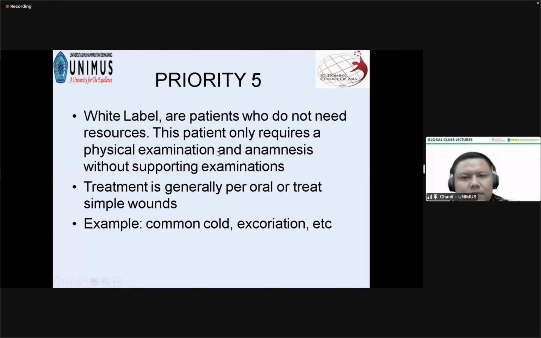The last one, priority 5, the original color using the white label. It is for patients who do not need resources or patients with false emergency. This patient only requires a physical examination and anamnesis without supporting examination. The treatment is generally per oral or treating simple wounds. For example, patient with common cold, excoriation, and etc. That is the patient in priority 5.